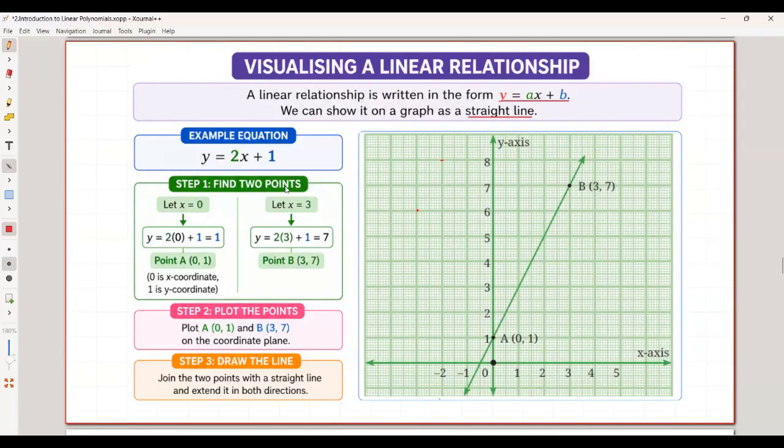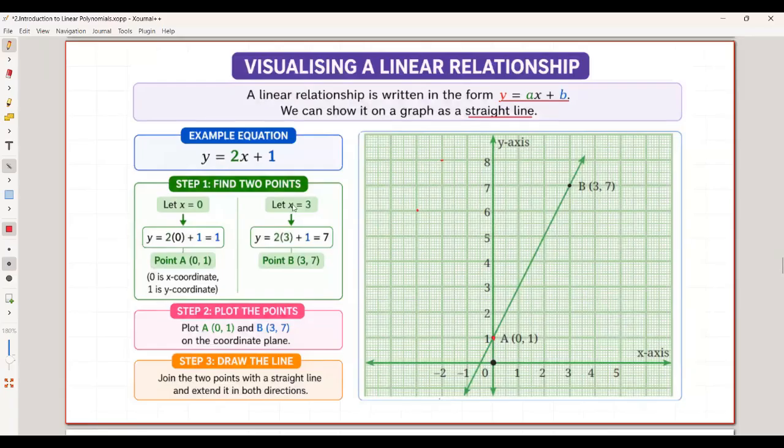The first step is to find the 2 points. For finding them, we may take any values for x. In the first case, I am taking x equals 0. Wherever x is there, just replace it with 0. 2 into 0 is 0, and 0 plus 1 is 1. If x is 0, the y value is 1. Therefore, we can write the point as (0, 1). This is the first point, and we plot (0, 1).